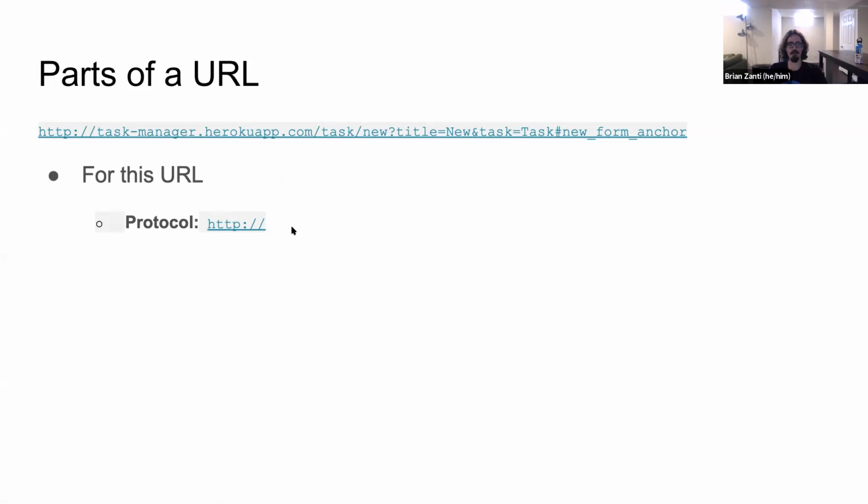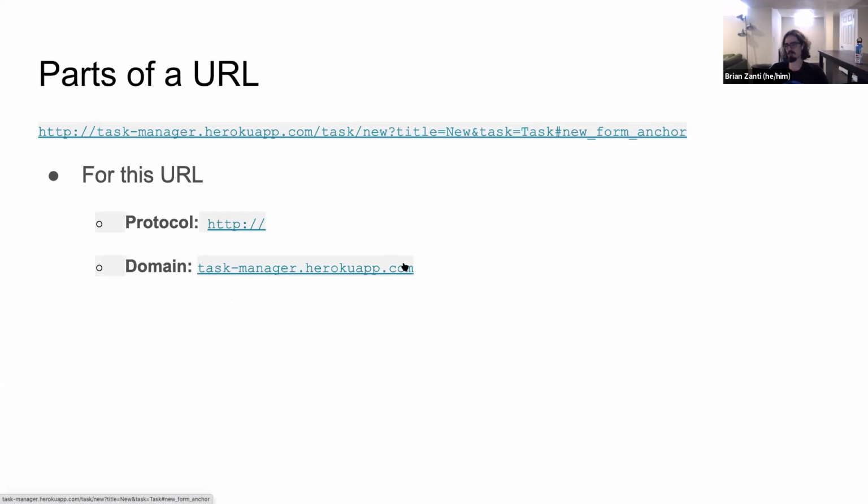Immediately following the protocol, you're going to get the domain. So that's going to be our taskmanager.herokuapp.com in this case. All your domains are going to end with what's called a top level domain. So .com is an example of that, .org is an example of that. At Turing, we use .io, so backend.turing.io is another one. There are all different types of top level domains, but the most common ones are .com and .org. So this is your domain right here.